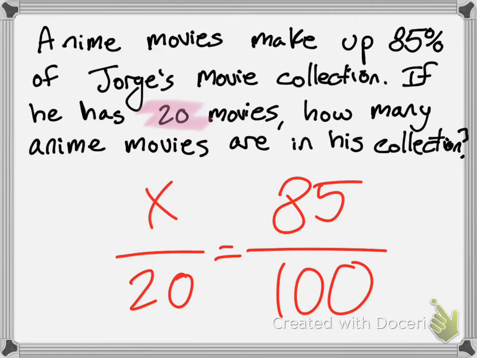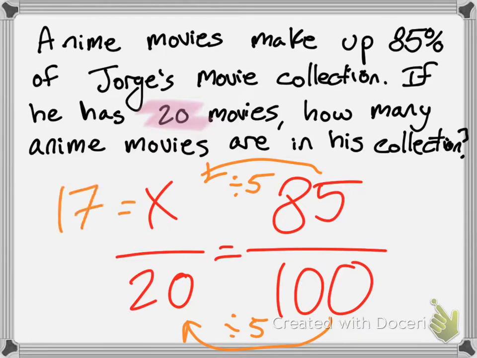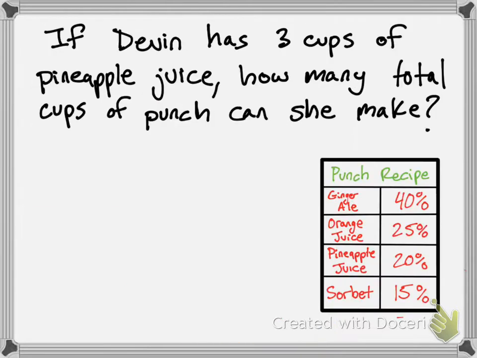Excellent. Hey, look, I can ratio table this. I point my arrows to the X. How do I go from 100 to 20? Harut, how do I go from 100 to 20? What do I divide by? 5. Divide by 5. So we're going to divide that by 5. Excellent. What's our answer? 17. Excellent. 17 out of 20 of his movies are anime movies.